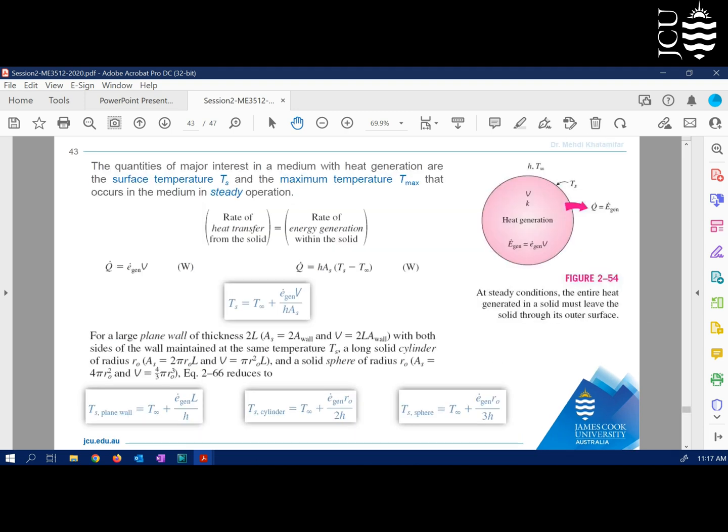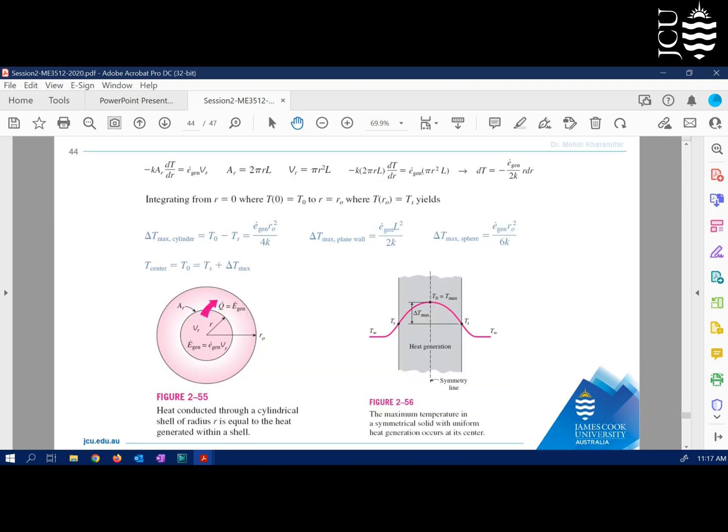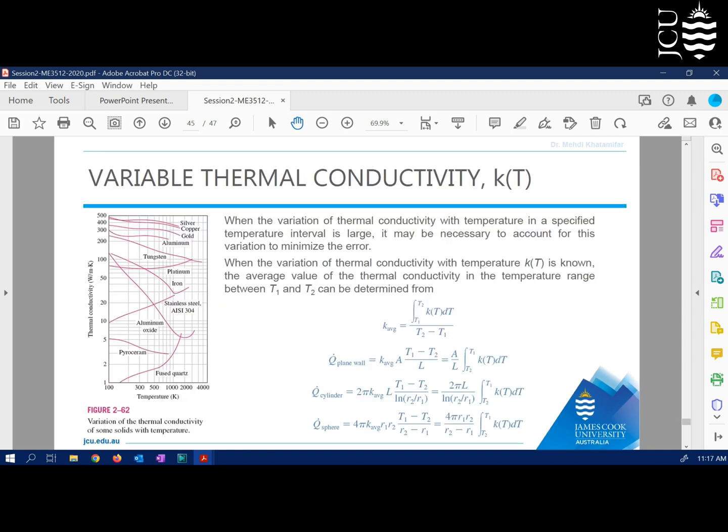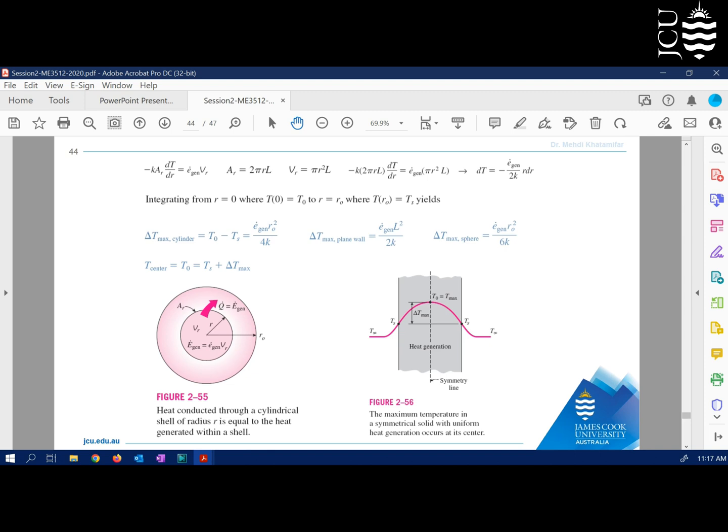Then I didn't explain this part, but you can read it later. We can extract more formulas out of the formulas we have to get the surface temperature or the maximum temperature between the left and right side of those geometries. Later, have a look at these formulas. I don't need to explain further, but if you're interested, just check these formulas.